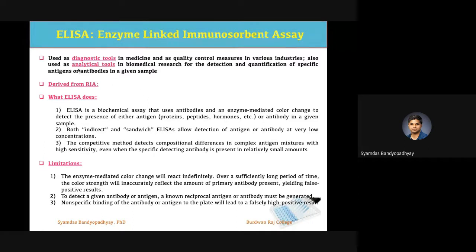Now the good thing is ELISA is derived from RIA, radioimmunoassay, that we just discussed previously. Now what is ELISA doing? Number one, ELISA is a biochemical assay that uses antibodies and enzyme mediated color change to detect the presence of either antigen or antibody in a given sample. So the principal thing involved in ELISA is an enzyme mediated color change.